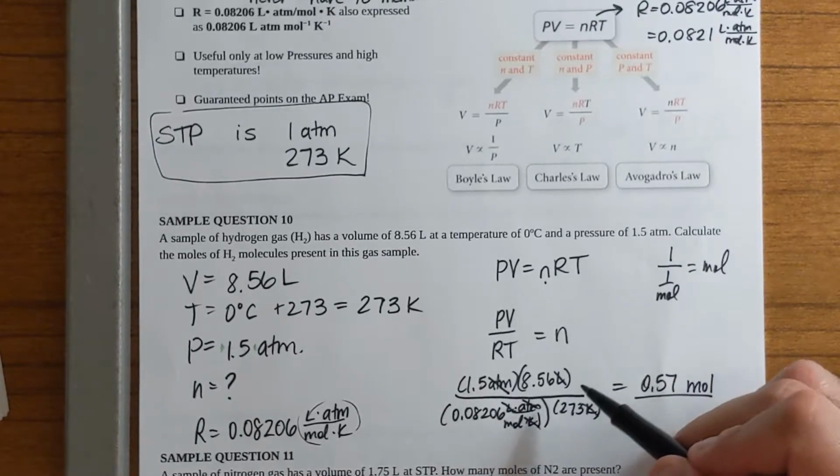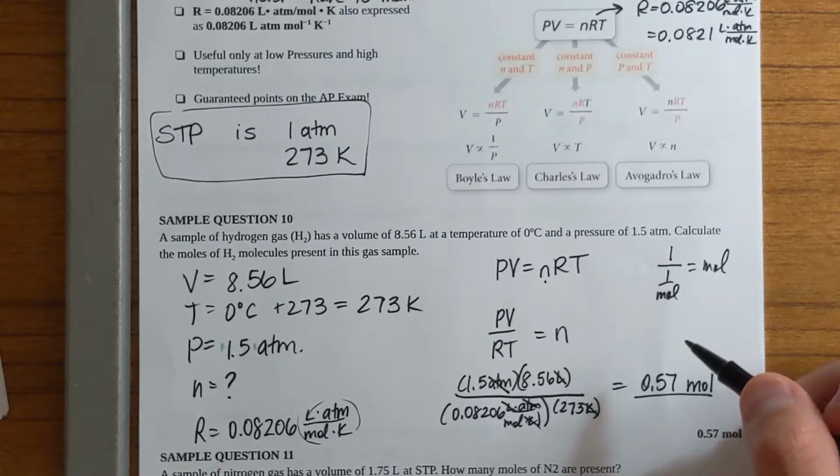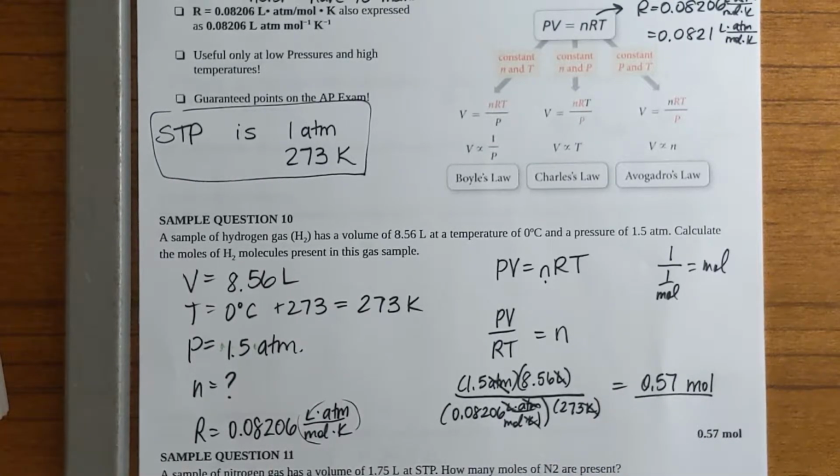That's just showing you units canceling out. It's nice if you show that on the AP exam, and it's nice if you show that on quizzes and tests, but you're not marked on it as long as you have the correct units, which should be 0.57 moles.